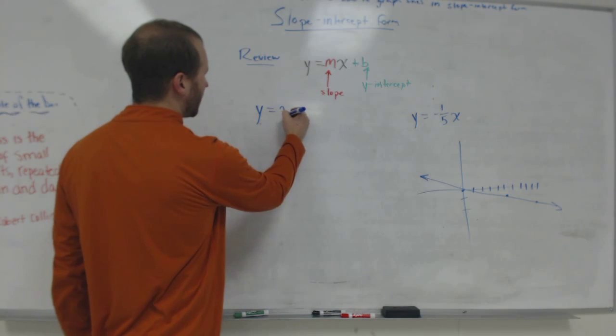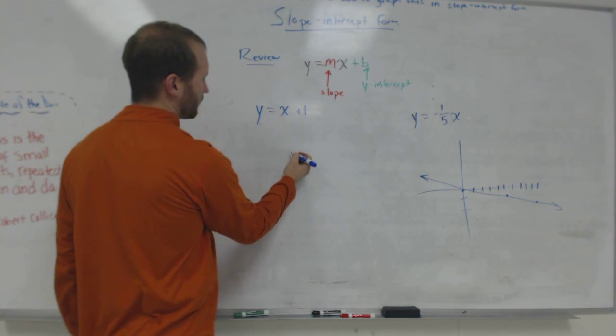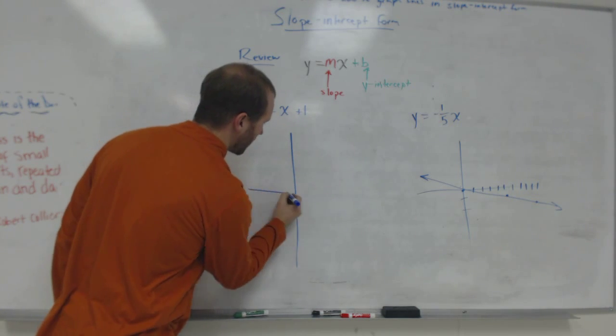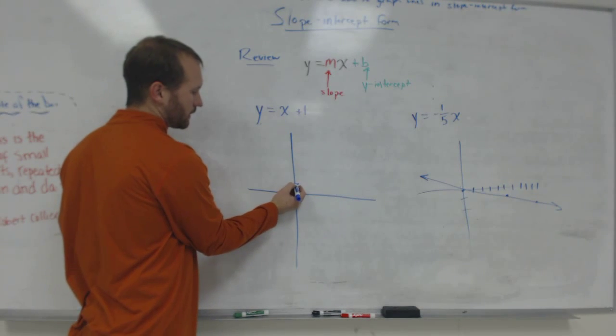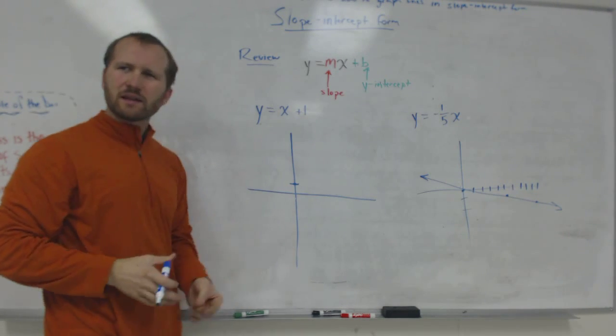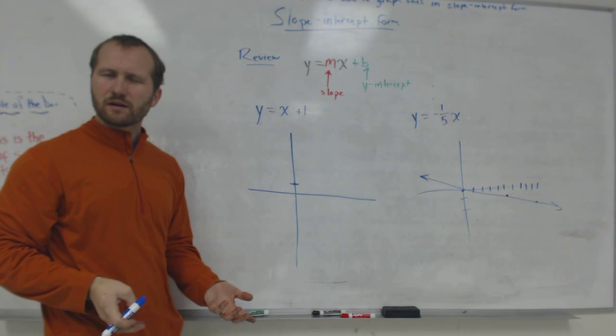Okay, what if I had this? Y equals x plus 1. What is my y-intercept here? You go up 1. Yeah, 1, because it says plus 1. But then what's my slope? There's nothing in front of x. So is that 0?